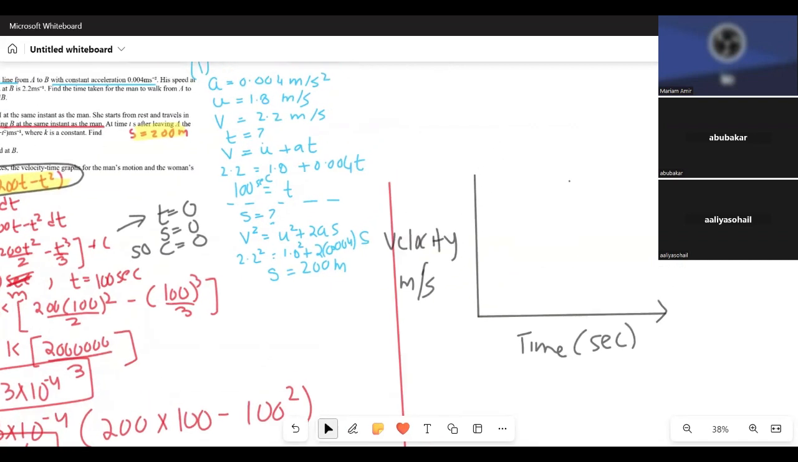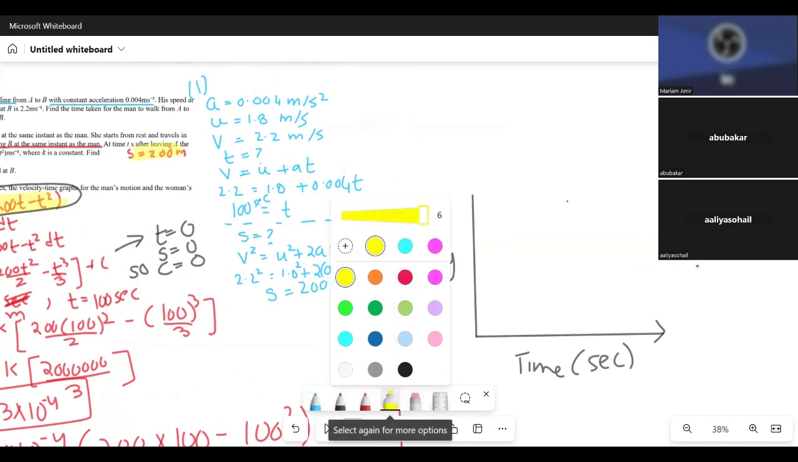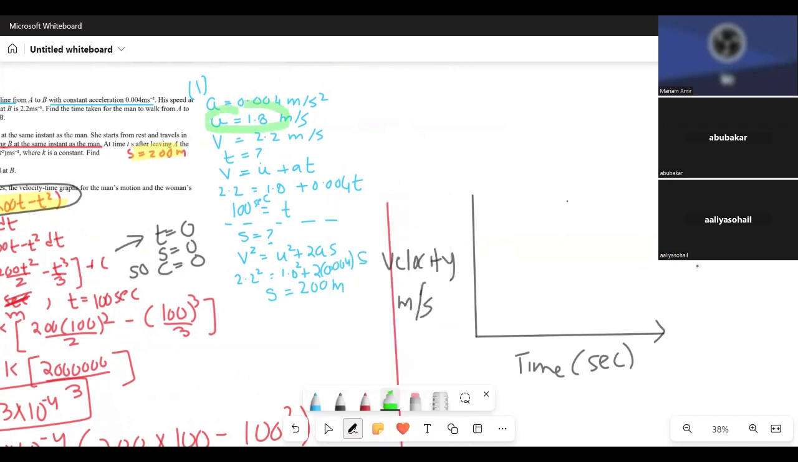For the man, his initial speed was 1.8, and his final speed was 2.2, and this change came in these 100 seconds. So in the velocity time graph, initially the speed for the man is going to be 1.8, and after 100 seconds the speed becomes 2.2. Let's say here 2.2. So you get a graph like this for the man. It's just going to be a straight line graph.